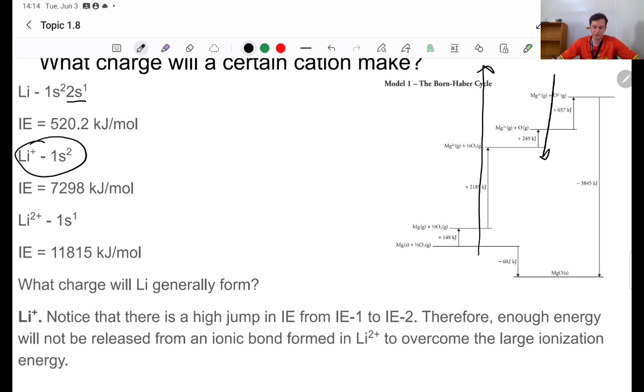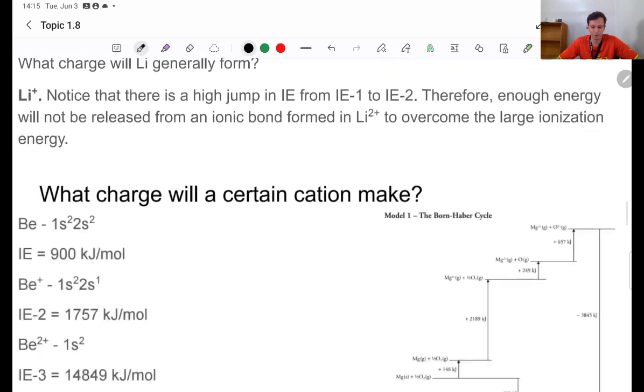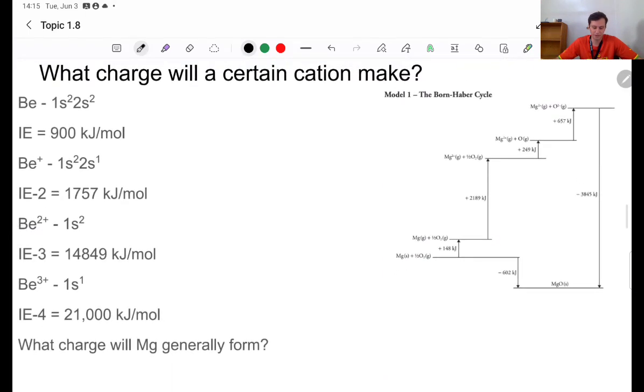And the other way we can explain this, right, we can see that the ionization energy is super high. And why is it? Well, notice the next electron's in a lower energy level, and so it's closer to the nucleus, it would take more energy to remove. Let's look at another one. Go ahead and look at the data here. We're looking at beryllium here. What charge will beryllium generally form in this one?